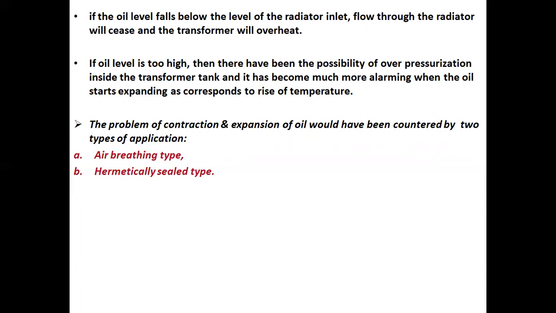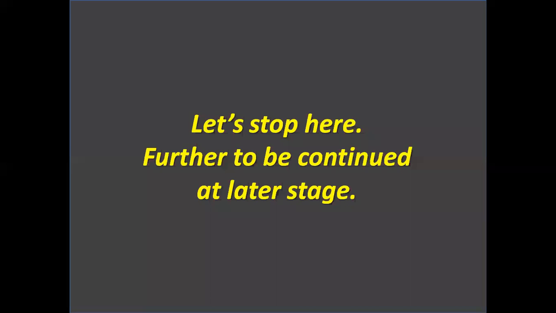If oil level is too high, then there is the possibility of over pressurization inside the transformer tank, and it becomes much more alarming when the oil starts expanding as temperature rises. The problem of contraction and expansion of oil is countered by two types of application: A, air breathing type, and B, hermetically sealed type. This will be discussed later on.